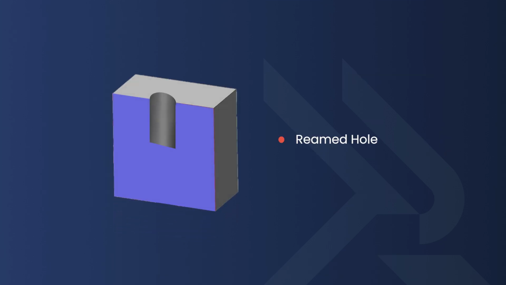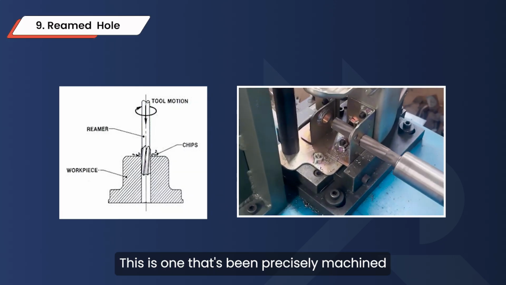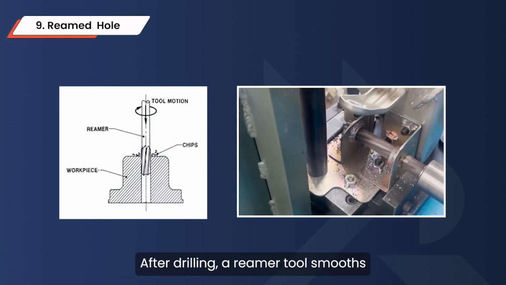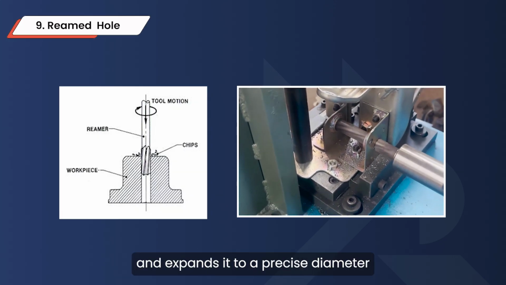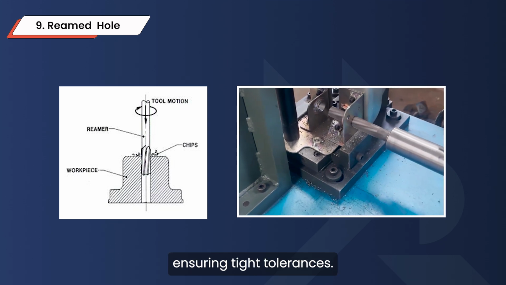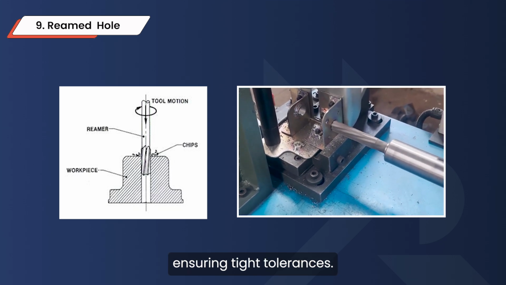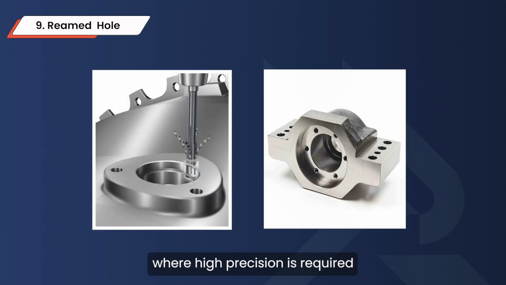Next up, the reamed hole. This is one that's been precisely machined for accuracy. After drilling, a reamer tool smooths and expands it to a precise diameter, ensuring tight tolerances. These are used in applications where high precision is required, like bearing seats.